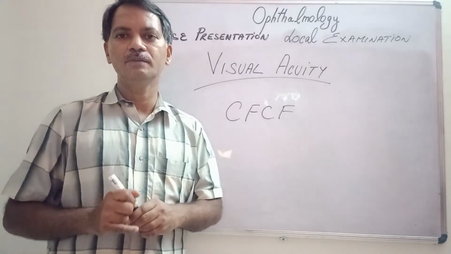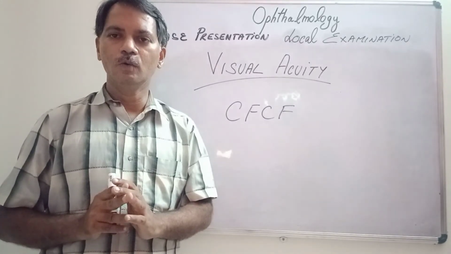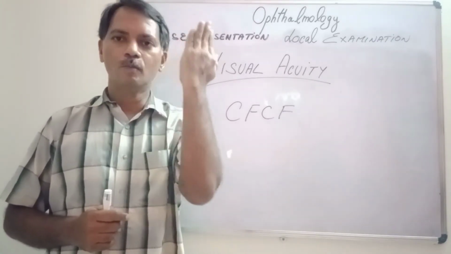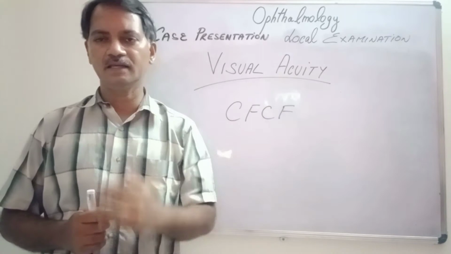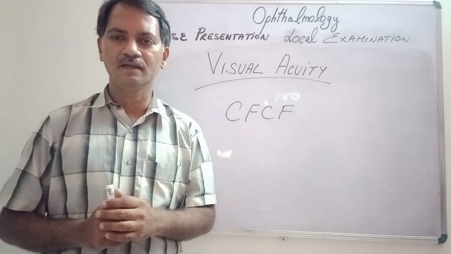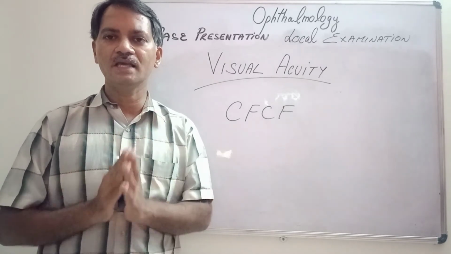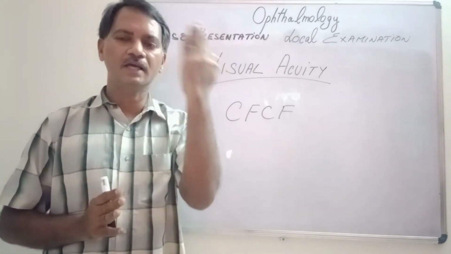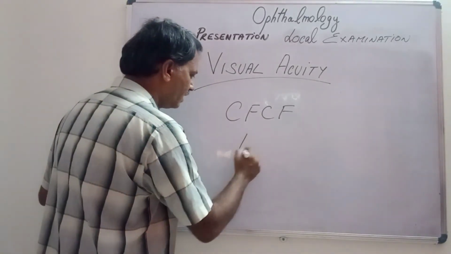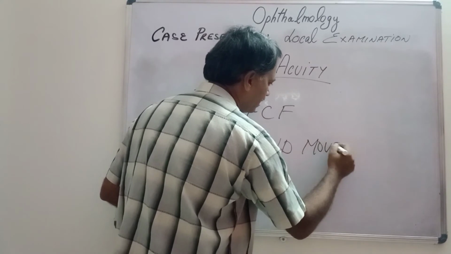Suppose the patient is not able to count the fingers even close to the face. Now what we should do? Now you can just move your hand in front of the patient's eye. You should not tell the patient that you are moving your hand in front of the patient's eye. You should ask the patient what is visible to you. If the patient says something is moving in front of the eye to and fro, then the visual acuity is recorded as hand movements.